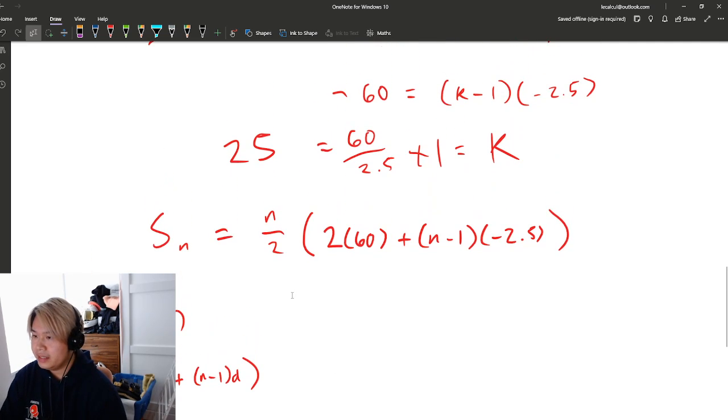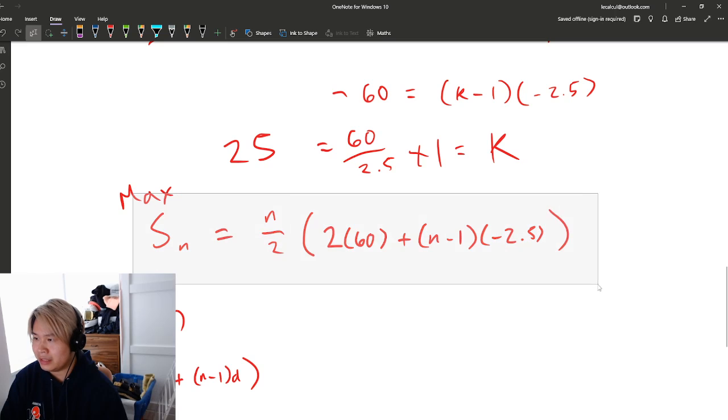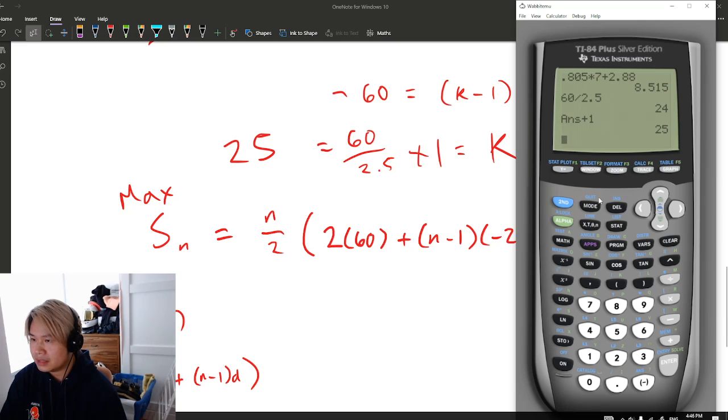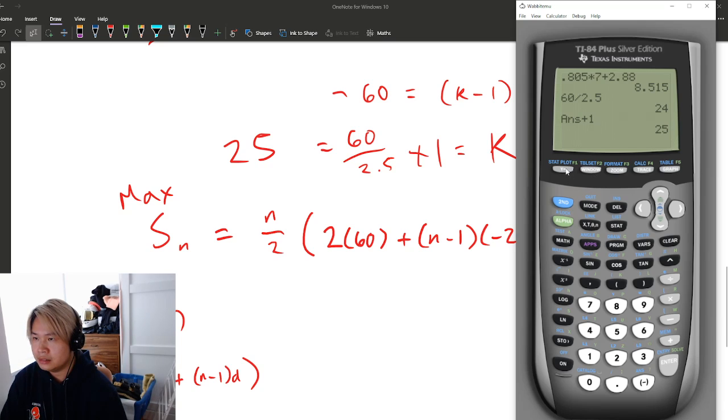Okay, now we want to find out when this is going to be a maximum, and that will depend on how many terms we're adding. And with a paper 2, you don't need to use calculus and optimize it. You can literally just graph this as a function and let Sn be your y values and let n be your x values, which is exactly what I'm gonna do.